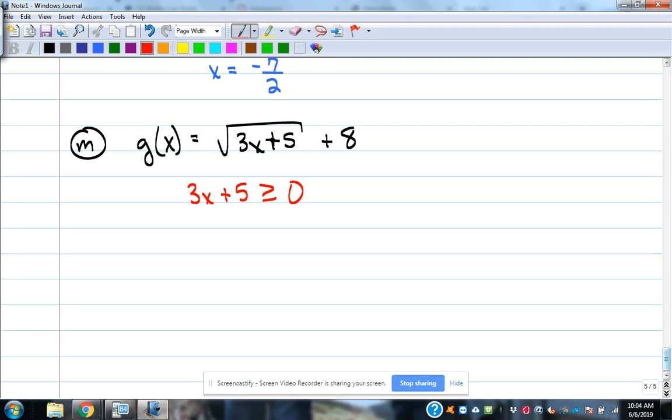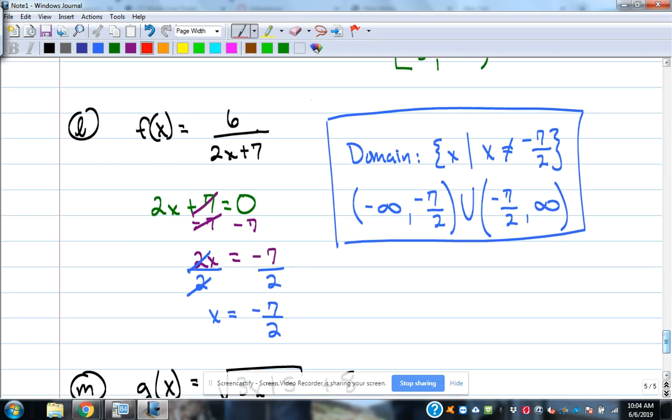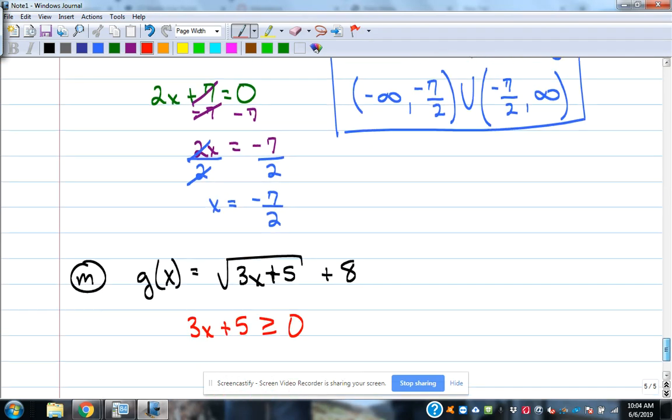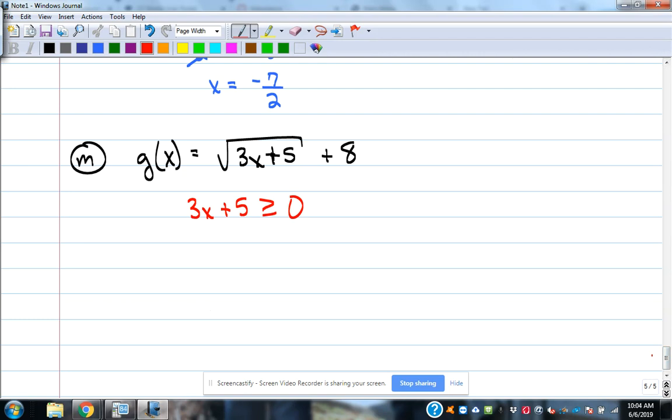It's kind of like the top part of that fraction on example L. That 6 up there, we never touched. We don't have to worry about it at all. So the domain is not affected by that. So then let's solve this particular inequality.